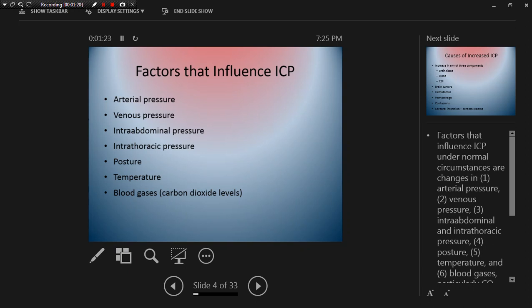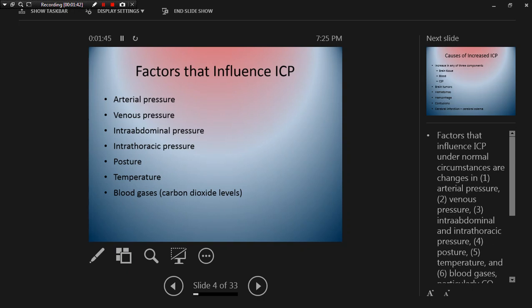Intra-abdominal pressure, intrathoracic pressure, both of those situations, when there's an increase in them, can actually increase ICP. So when we focus on decreasing ICP or maintaining it, we're going to look at some different techniques that we can do to minimize the intra-abdominal, intrathoracic pressure.